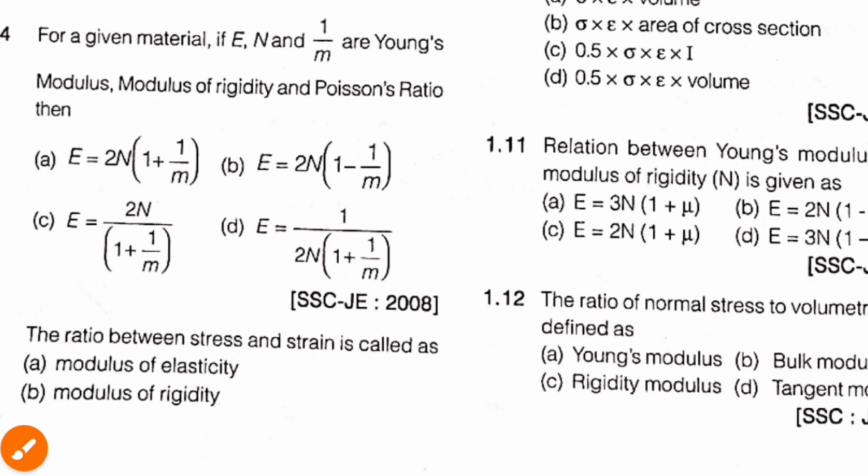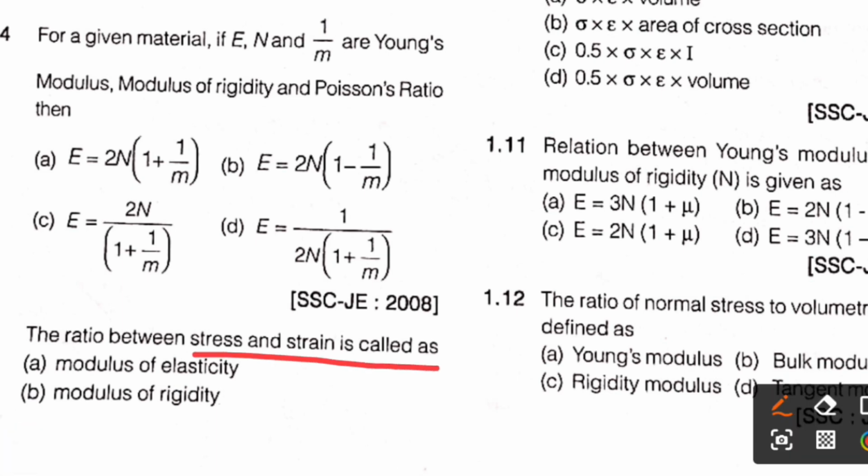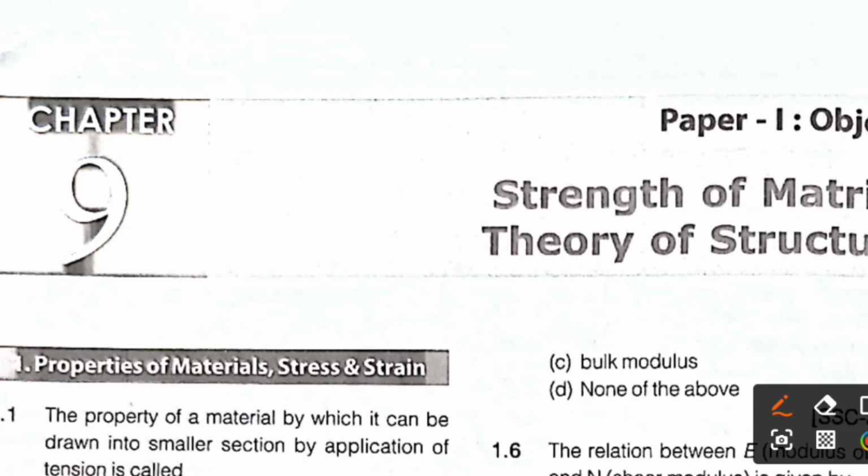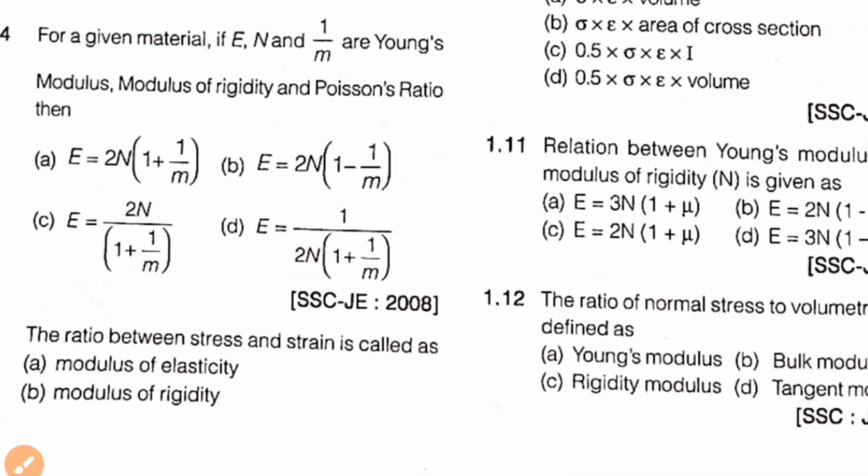The next one, the fifth question. The ratio between stress and strain is called modulus of elasticity, modulus of rigidity, bulk modulus, or none of the above. Please comment the answer to this question. Who knows the answer to these questions? Please comment it.